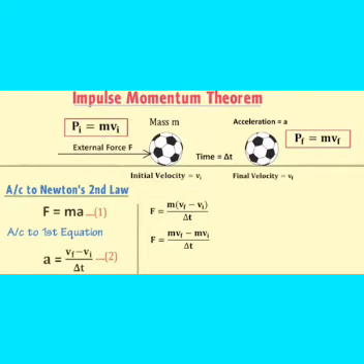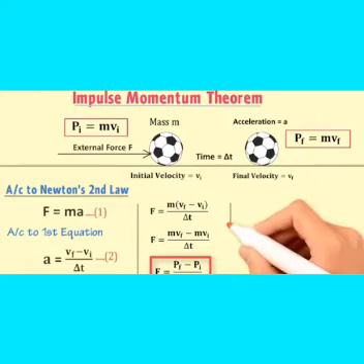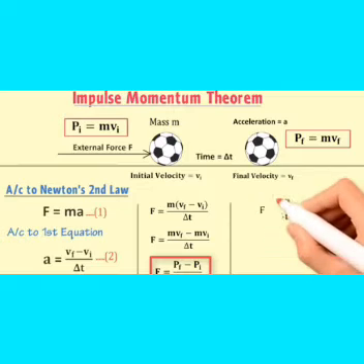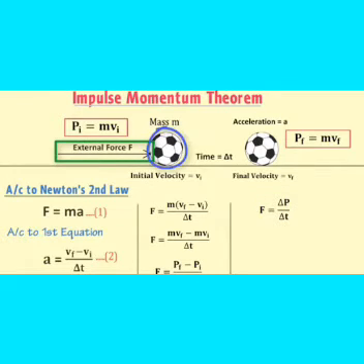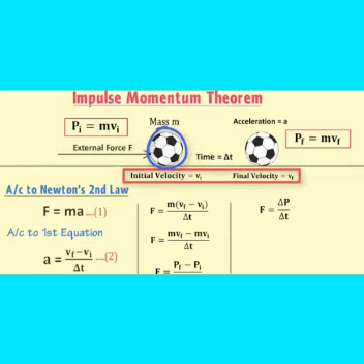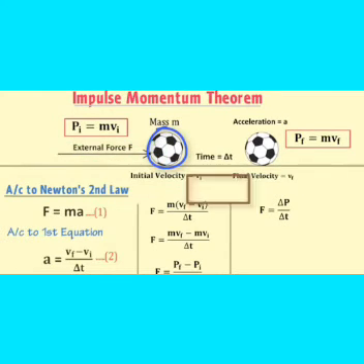Thus we can write F is equal to Pf minus Pi divided by change in time. Or simply you can say, force is equal to change in momentum divided by change in time. Thus, we learn that force F on the football didn't only change the velocity of the football, but force F also changed its momentum in time t.